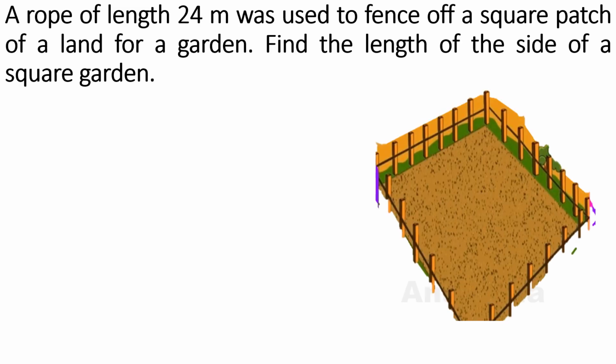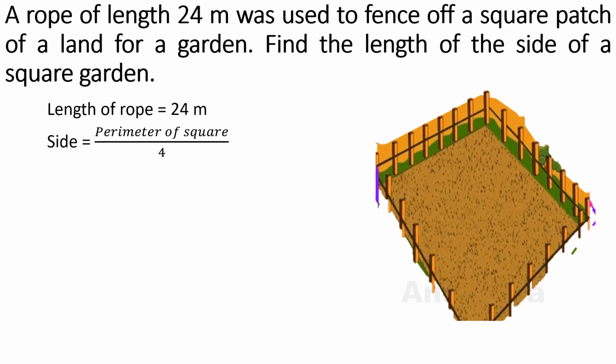Word problems are always easy. A rope of length 24 meter was used to fence off a square patch of land for a garden. It means the perimeter is given to you. Find the length of the side of the square garden. Very simple. Rope of length equals 24 meter, which is the perimeter, and the side we need to calculate. So how? 24 divided by 4, and it equals 6 meter.